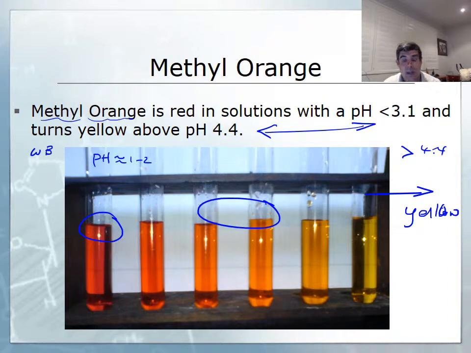So this is one of the reasons why we use it when we're titrating a weak base against a strong acid. We won't titrate a weak base against a weak acid because that would be pointless and it would just take too long. Both are equilibrium systems with very little change in their overall pH. So we don't do that. So methyl orange is one of our choices where the base is weak and the acid is strong.